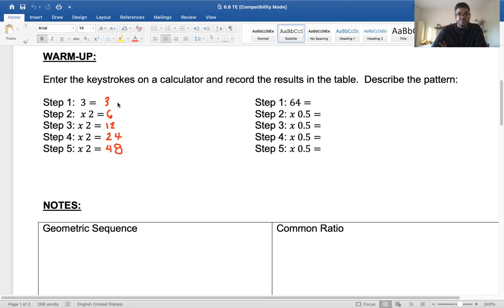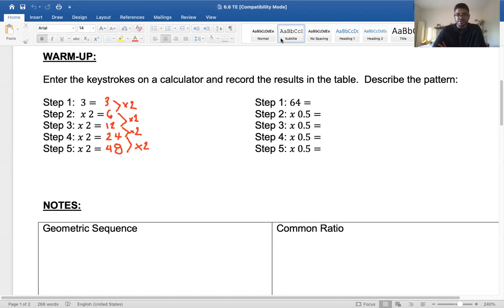The key thing to notice is, if you look between these numbers, what's going on here? Between 3 and 6, we're multiplying by 2. 6 to 12, we're multiplying by 2. 12 to 24, you multiply by 2. And same thing again, 24 to 48, we're also multiplying by 2.